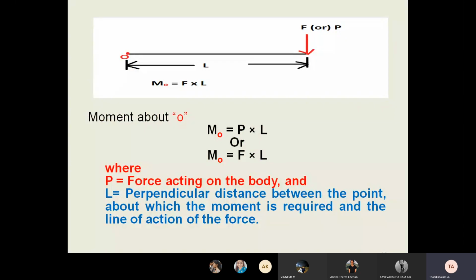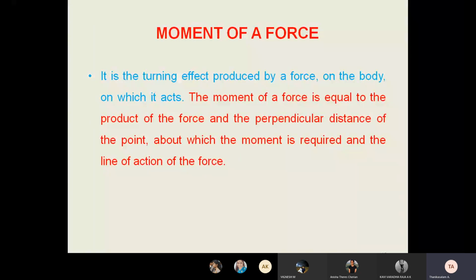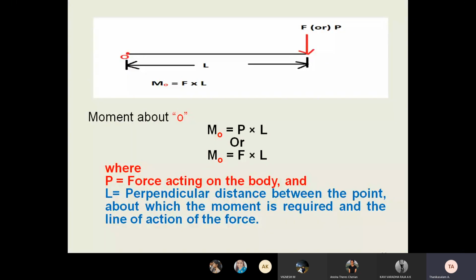What is moment? The rotation, the turning effect. Therefore, what is the moment with respect to O? M equals F into L, or P into L. So students, do you understand what a moment is? It is a turning effect of a force. Mathematically, the moment M equals force into perpendicular distance. See here, the force is perpendicular with respect to point O. Therefore, M equals P into L, or sometimes we replace it with F, force into L. P is the force acting on the body.